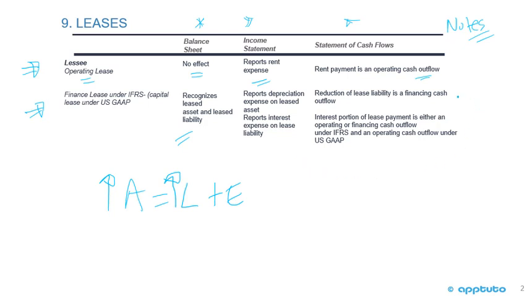The reduction of the lease liability is a financing cash flow, and with regards to the interest portion of the lease payment, it's either an operating or financing cash flow under IFRS, but it's an operating cash outflow under US GAAP. So that's an important issue again between IFRS and US GAAP with regards to the cash outflows on the interest portion of a finance lease. So where would we look for information? We'd look at disclosures: the balance sheet, the income statement, the cash flow, and the notes.